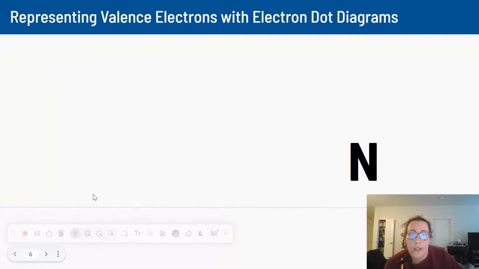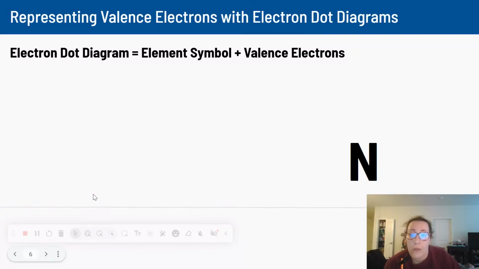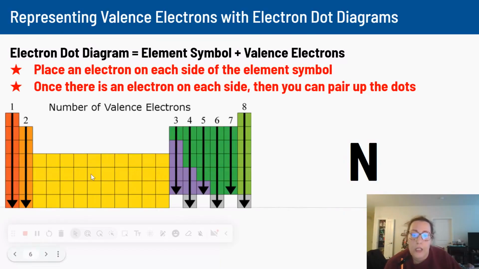Now, we can represent valence electrons using electron dot diagrams, and what they are is the element symbol and the valence electrons around it. So nitrogen is element number 7, and it's found right here. So nitrogen is under the number 5 for our valence electrons, which means it has 5 valence electrons. So once we write the symbol, we're going to place an electron on each side of the element symbol. So one on top, one on the right, one on the bottom, and one on the left. Once you have one on each side, then you can go back and start pairing them up.